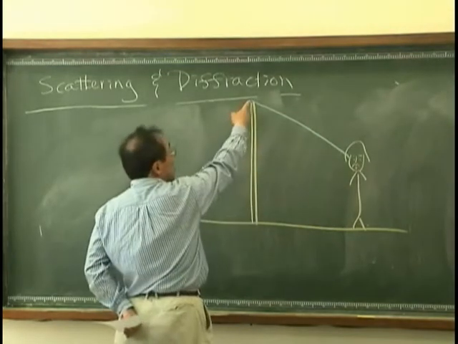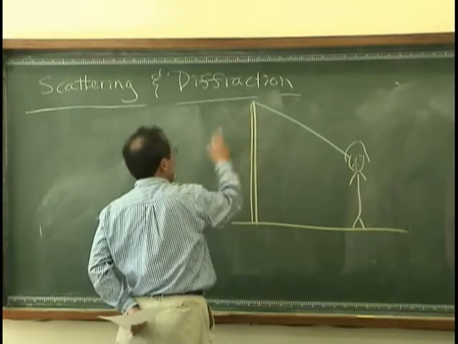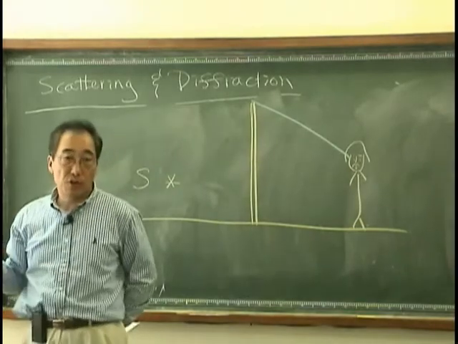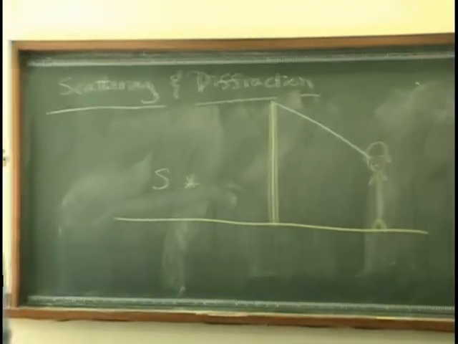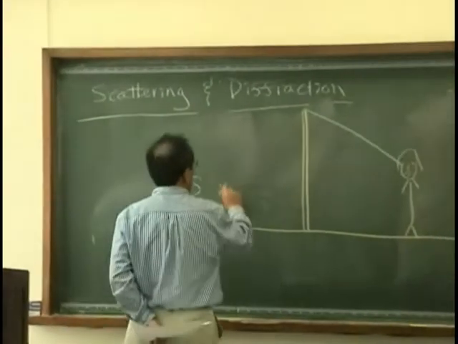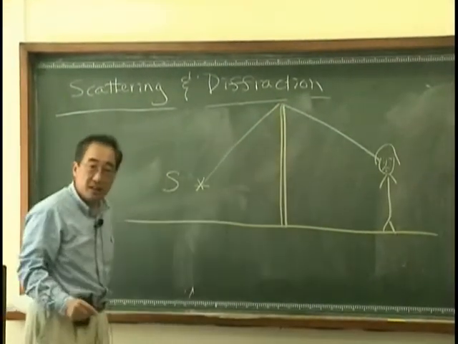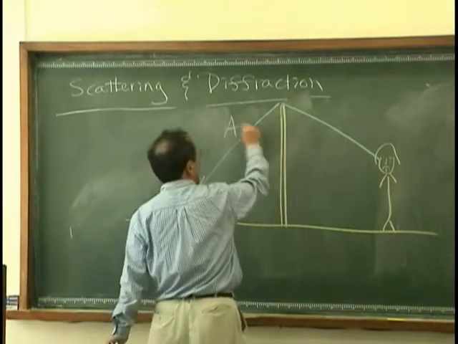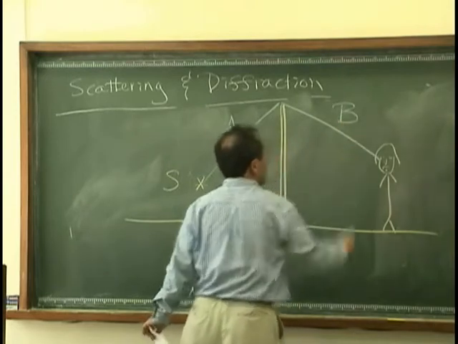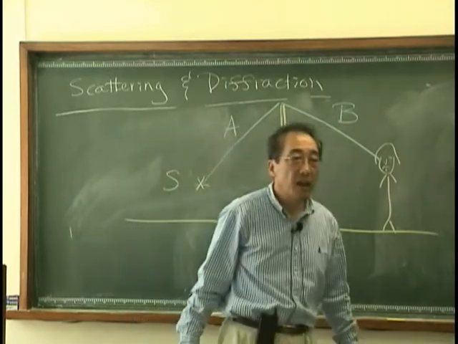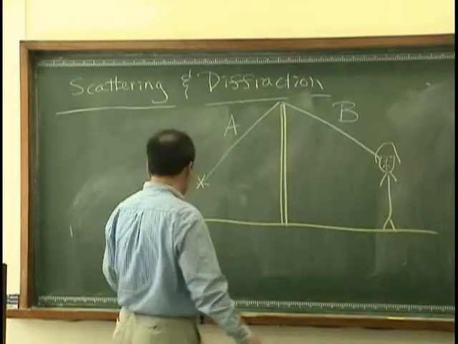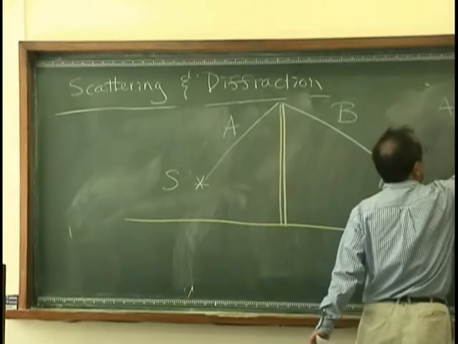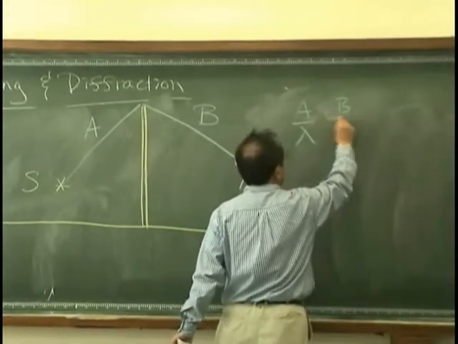And also the amount of sound energy radiating from this, scattered or radiated, doesn't matter for us, depends on the distance from here to there. So let's denote that distance as A, and this as B. Okay? And I want to compare that distance A and B with respect to wavelength.